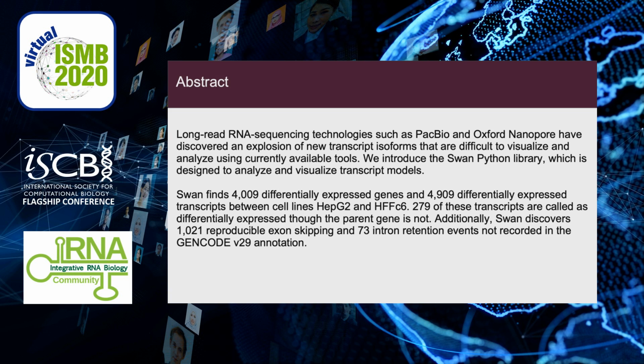When applying Swan, my Python library, to ENCODE PacBio HepG2 and HFFC6 long-read sequencing data, we found around 4,000 differentially expressed genes and 5,000 differentially expressed transcripts. Additionally, Swan found 279 isoform switching genes, where there is a transcript called as differentially expressed when the parent gene is not. Swan also discovers 1,021 reproducible novel exon skipping events and 73 novel intron retention events.